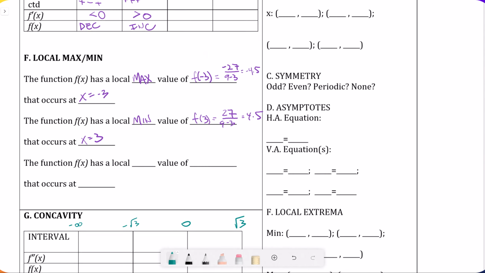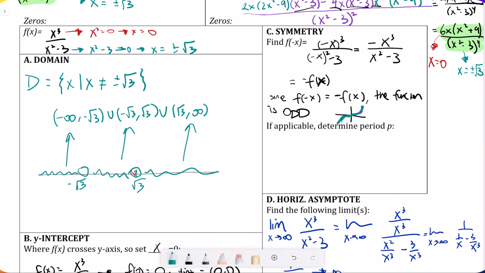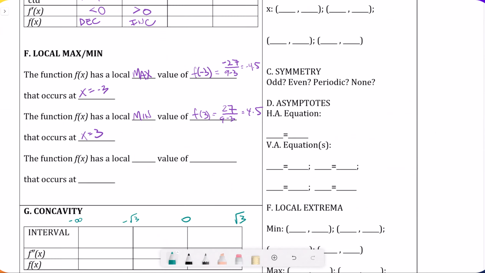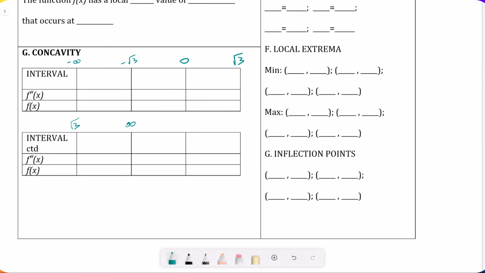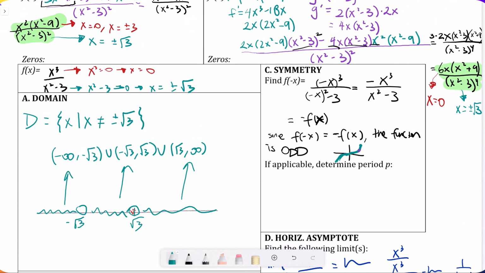All right, now what was our second derivative? So we need to plug into it. Our second derivative, f double prime, was 6x quantity x squared plus 9 over x squared minus 3 to the 4th power. Actually, I'm sorry, to the 3rd power, because one of them cancels out. So did I put that up here? My bad. This should be to the 3rd power, because one of those is going to cancel out.